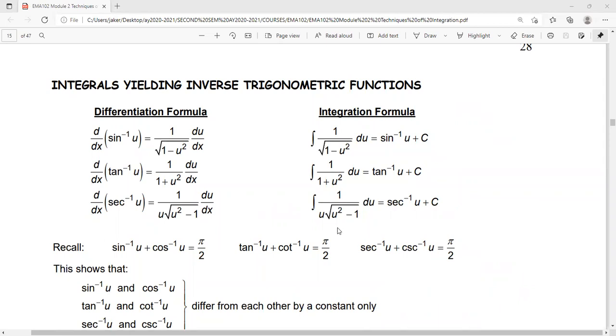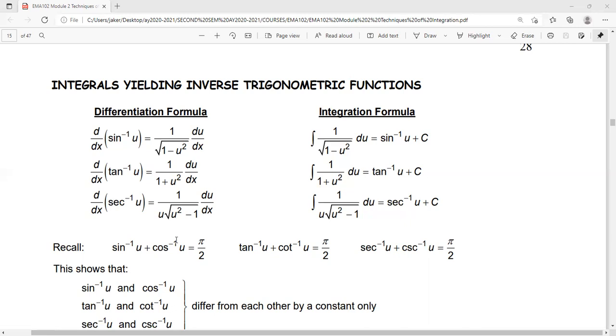Okay? So when you speak of integrals yielding inverse trigonometric functions, simply put, the integral will have an answer which is an inverse trigonometric function. As you can see here on the left side, you were given the differentiation formulas for the 3 functions arcsine, arctangent, and arcsecant. And you see the derivatives in here. This must be very fresh in your memory because you've just discussed this last semester.